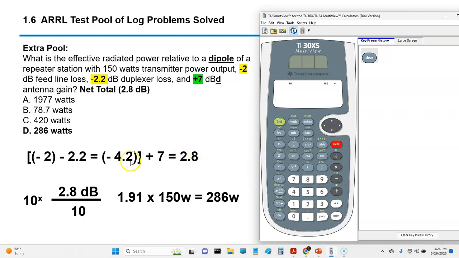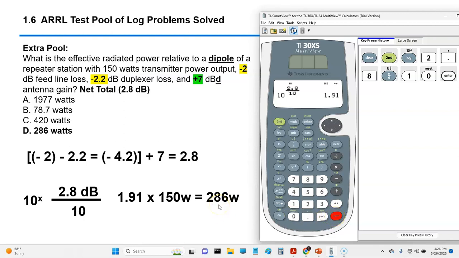So we're going to do the anti-log here. We're going to do second log of 2.8 over 10. That's going to give us a factor of 1.91, and we're introducing 150 watts, so we're going to go times 150. That's going to give us 285.82 watts, and our answer is 286 watts. So that's how you deal with this.